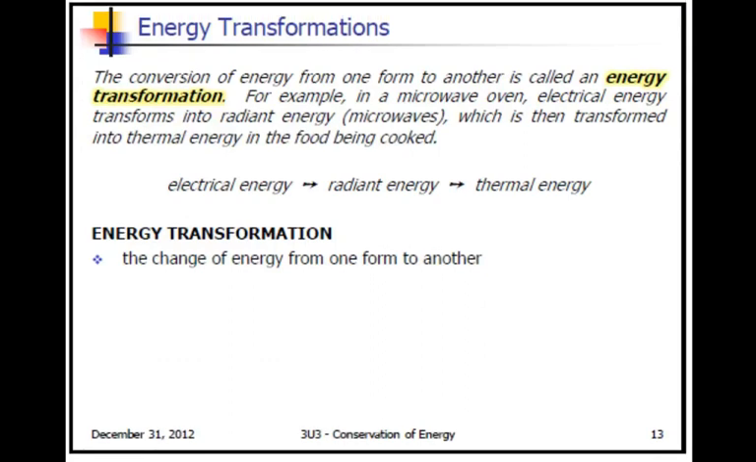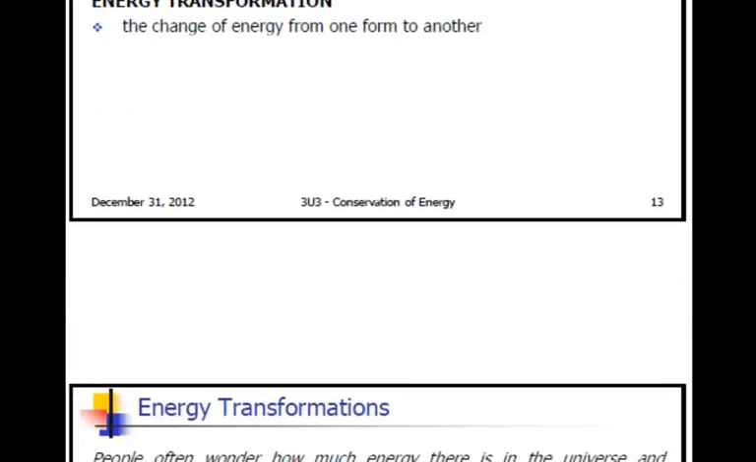So when we have a type of energy converting to another type of energy, we call that an energy transformation. We refer to the example of the stovetop: electric energy being converted into thermal energy. There's another example here with a microwave oven. The electrical energy is converted into radiant energy, which is the microwaves. And that radiant energy then heats up the food, which is thermal energy. So energy transformation is when we have one change of energy to another form.